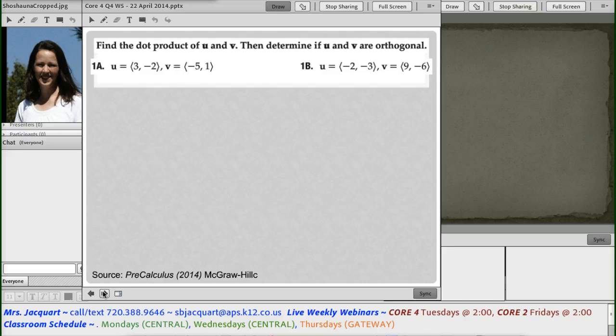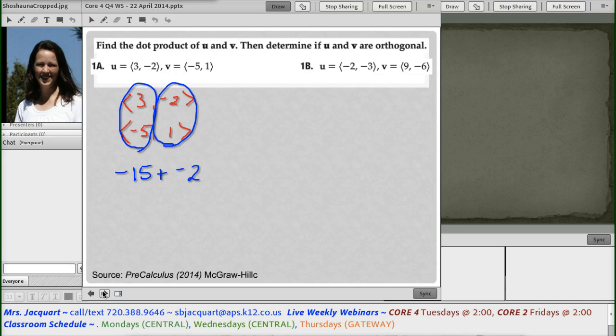Okay, so let's find the dot product. The way that I like to set these up is I'm simply going to set them on top of each other. 3, -2, -5, 1. And then you just simply multiply to get -15, plus multiply -2. So the dot product is -17.